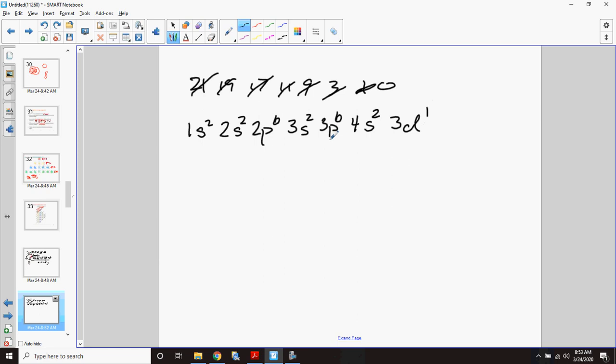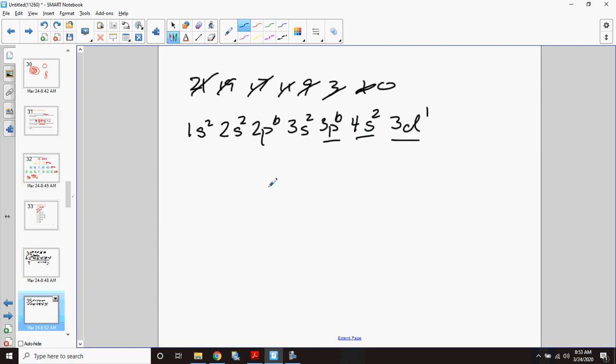So in case you're getting confused, it goes up 1, 2, 3, and then it goes to 4 and then 3. The reason for this jump, why we don't go directly to the 3d, has to do with energy. The 4s orbital is at a lower energy than the 3d orbital. So the way we're doing this is we're going from the lowest energy orbital all the way up to the highest energy orbitals, which is why the d gets filled after the 4s. So try not to get confused with this.